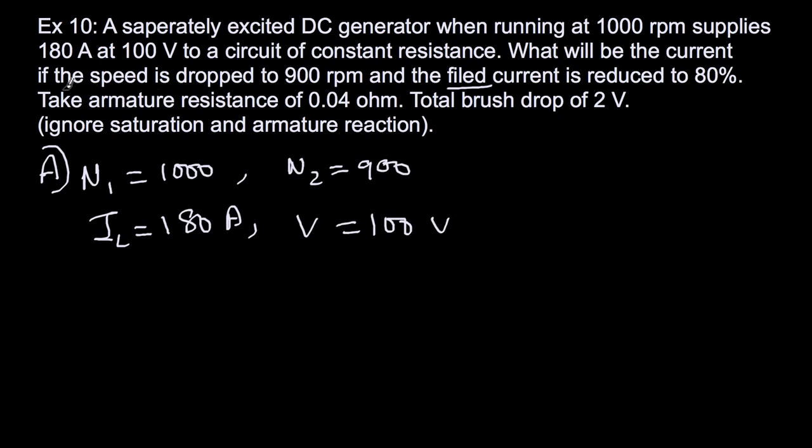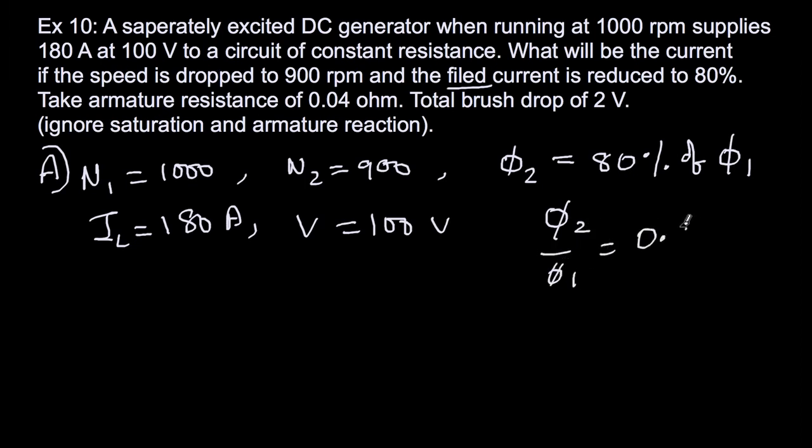Speed is dropped to 900 RPM and field current is reduced to 80%. So flux 2, the moment field current is reduced, that means flux itself is reduced. Field current and flux are proportional. So phi2 is nothing but 80% of phi1, or phi2 by phi1 is 0.8. So this is what is given here. Armature resistance Ra is 0.04 ohms and brush drop is 2 volts.